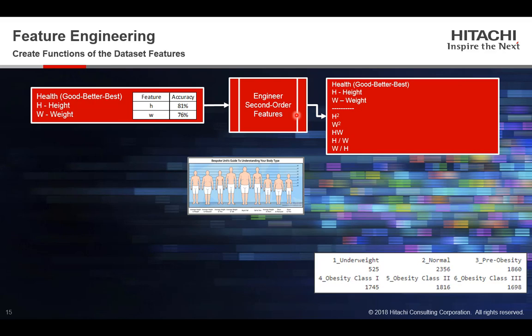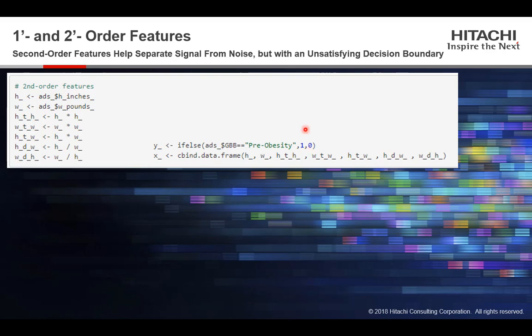So here's where we're going to start using some power functions on our features. I'm going to take the square of each. I'm going to take the cross term, height times weight. Those are all second order features. I'm going to take the ratio of one to the other for both height and weight, and I'm going to redo my work here. So let's set up our work.